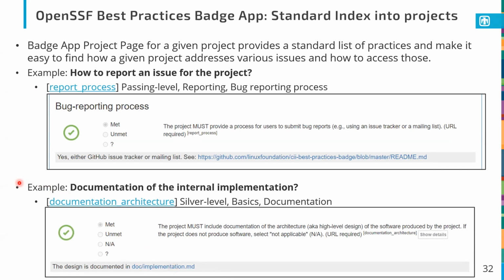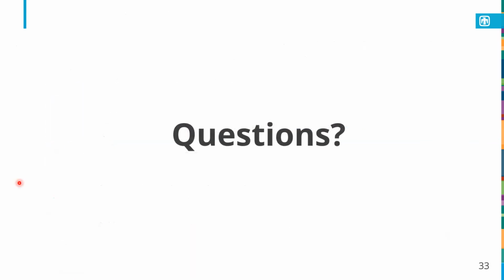And otherwise, this kind of standard index for projects just doesn't exist as far as I know. I know the ECP has been trying to do this with the software technologies project, but this is a much more comprehensive version of that, I would say. All right, so any questions about that?